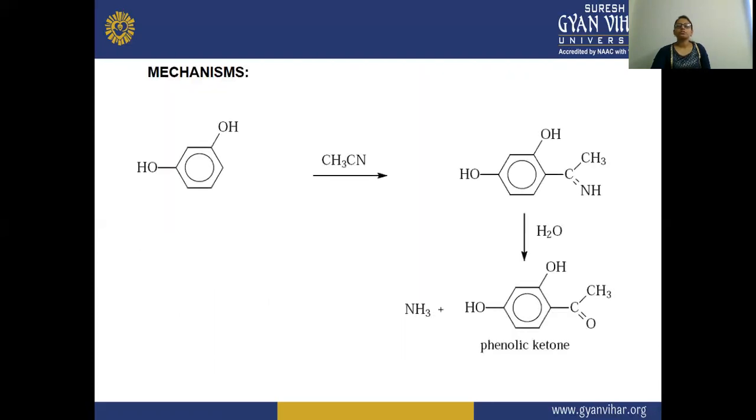Next is its mechanism. So here you can see the phenol is reacting with this methyl cyanide, and the methyl cyanide is attached to the ortho position. Then it is hydrolyzed, and there is a formation of your phenolic ketone. So from here, NH is removed and OH is attached; NH2 is removed and O is attached. So this is your phenolic ketone.